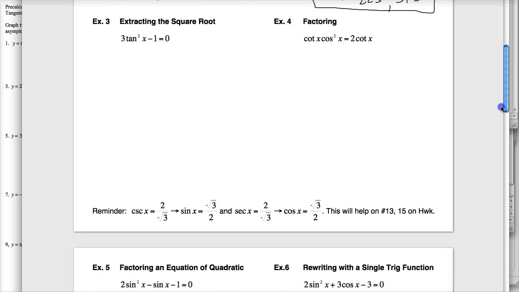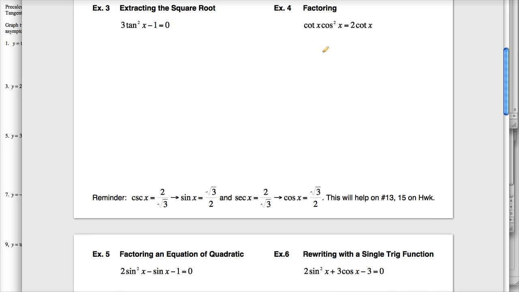Alright. What about this one, which says extracting the square root. You may notice in this problem, as opposed to the other problems, that I have this squared here. What am I going to do? Same thing, it's just like algebra 1. I'm going to try to get x by itself. So this looks similar to example 1 and example 2, where the first thing I'm going to do is add 1 to both sides. Okay. I'm going to divide by 3.